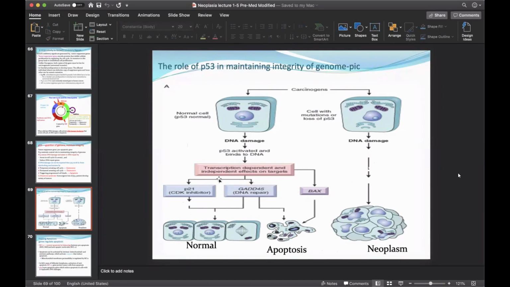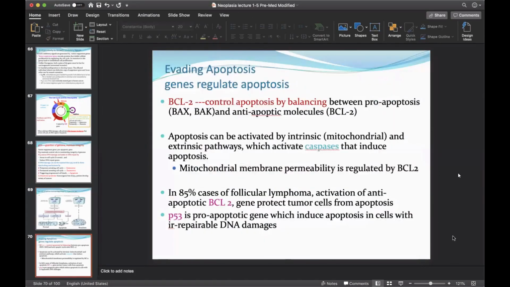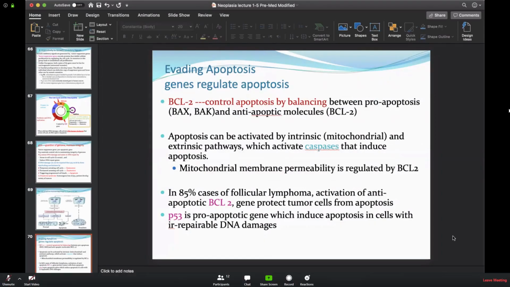So it induces repair of DNA, and if repair does not happen, it induces apoptosis. So this is the situation where P53 is intact. Where P53 is mutated, you see cell damage will result in formation of a neoplasm, of a tumor. Okay. So, the third feature of a neoplastic cell is evading apoptosis.